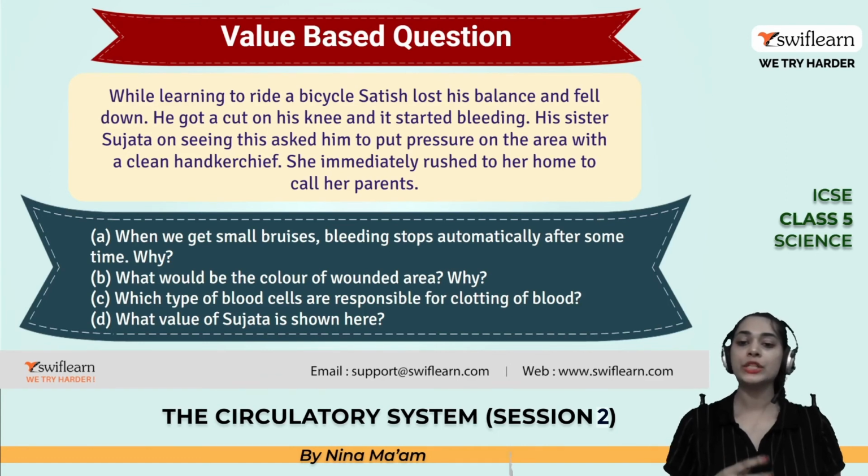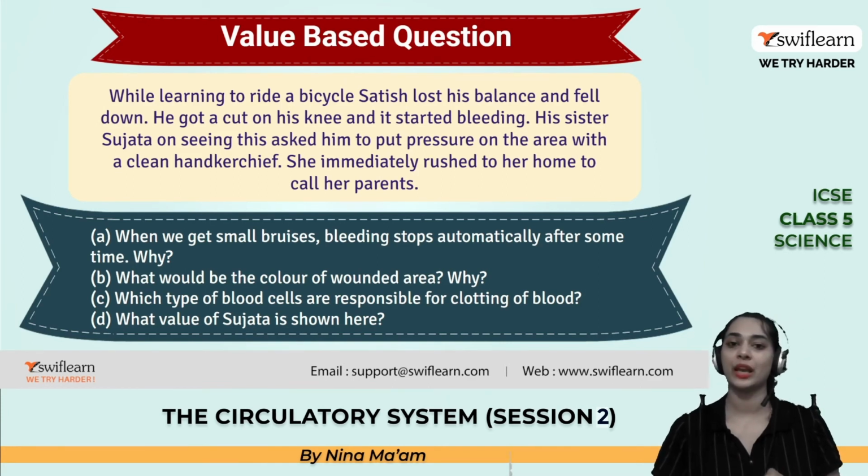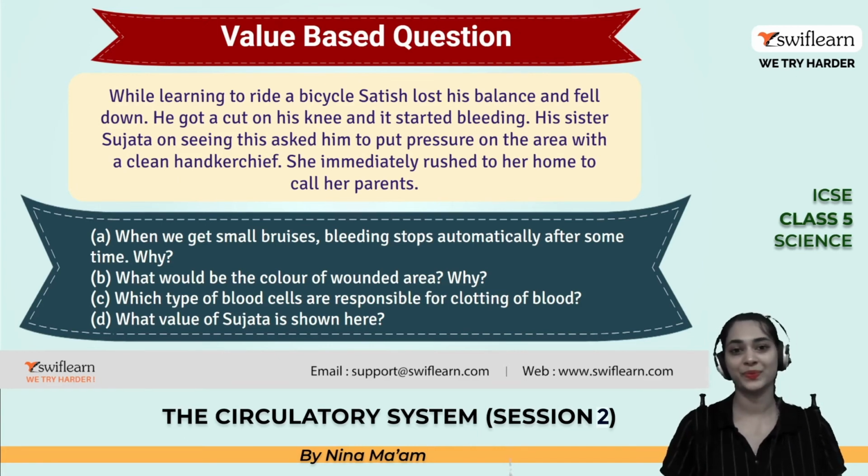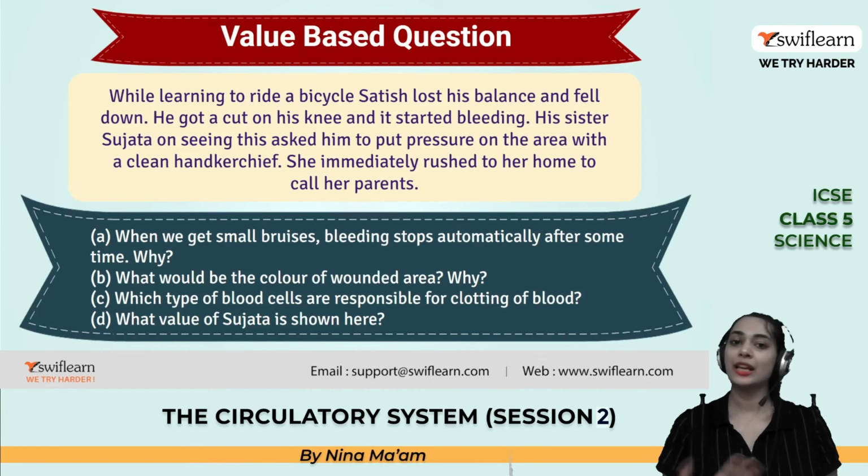And question 3, which type of blood cells are responsible for the clotting of the blood? As we mentioned earlier, the platelets are responsible for the clotting of the blood. I hope it's clear. And the last one, what value of Sujata is shown here? She has a helping mentality and she is empathetic towards her brother. That is why she did all the help, right? So like Sujata, we have to practice this kind of empathy in our daily life, which will help to improve your skills for being socially developed.